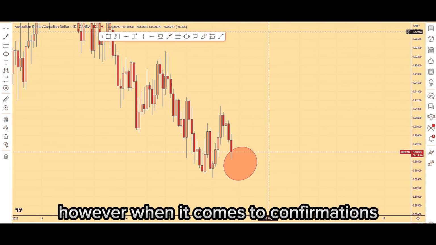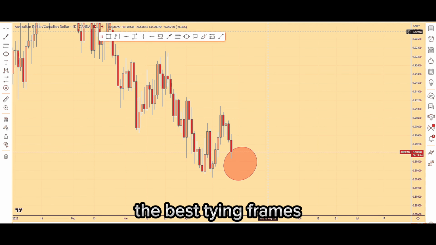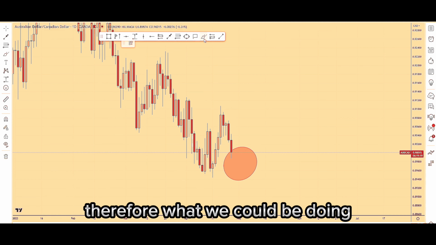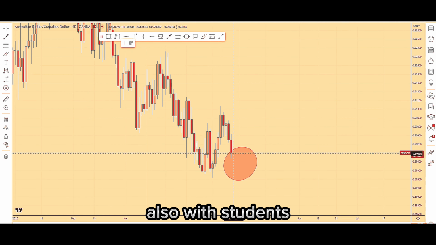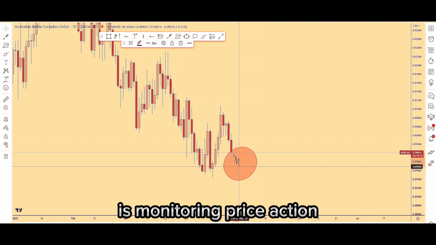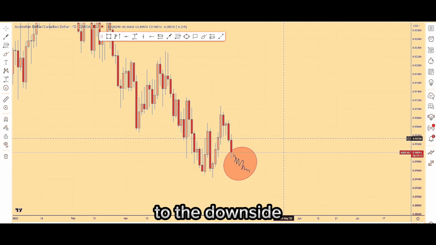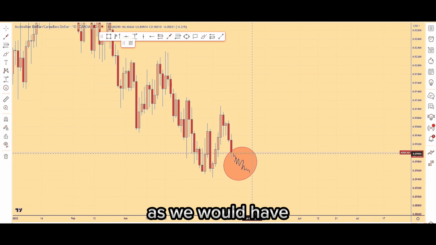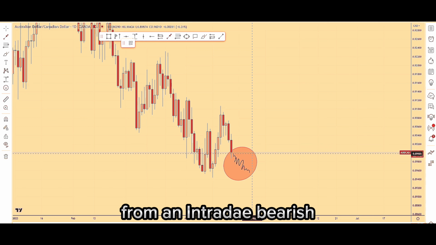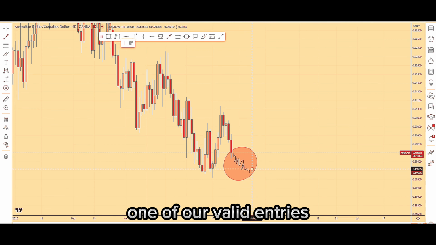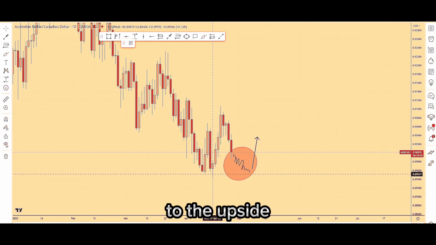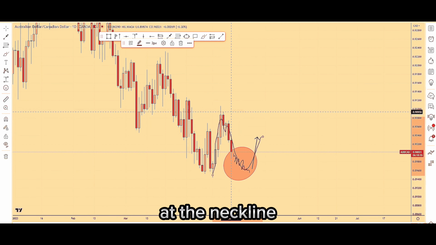However, when it comes to confirmations and entries, the best time frames are the intraday time frames, so 4 hour and lower. Therefore, what we could be doing, potentially also with students, is monitoring price action from an intraday perspective during this move to the downside, waiting for the market to shift from an intraday bearish market as we would have to an intraday bullish market. And if the market would shift from an intraday bearish to bullish market and provide to us one of our valid entries, at that point we could be looking for a potential rejection to the upside for the completion of this M pattern at the neckline.